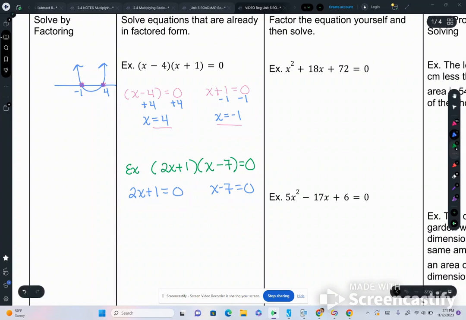I still would solve normally: subtract 1, so 2x is equal to negative 1, and then I would divide by 2. I don't want you to be worried that it's always going to come out as a whole number, because it's not. It could come out as a fraction. And same thing here, I would add 7, so we get x is equal to 7.